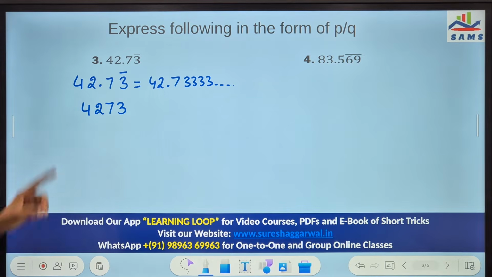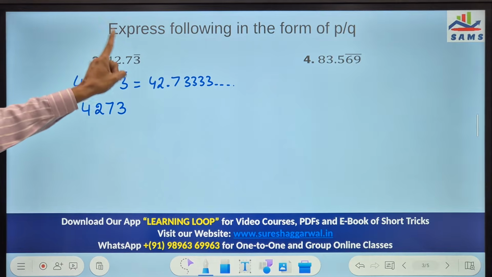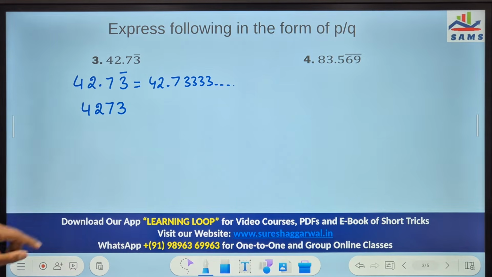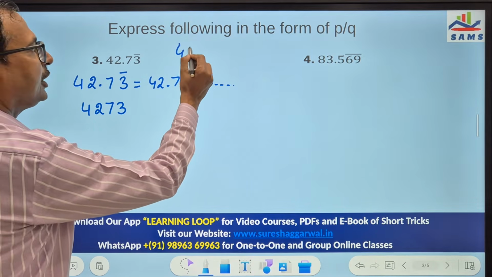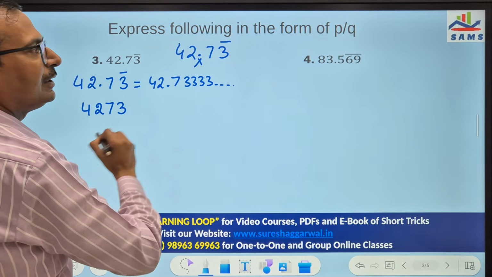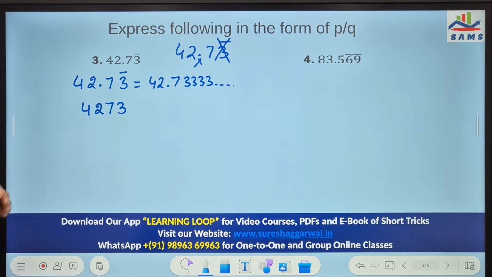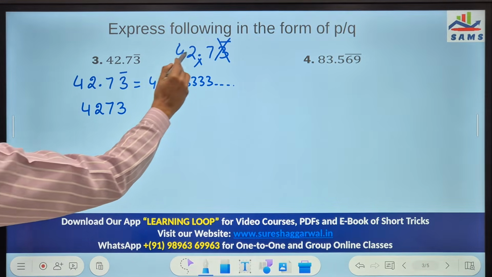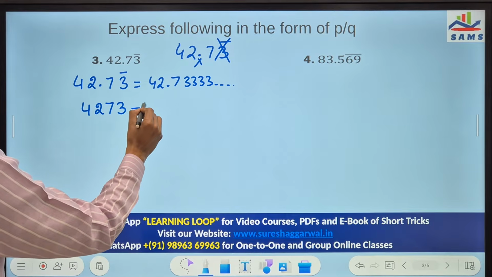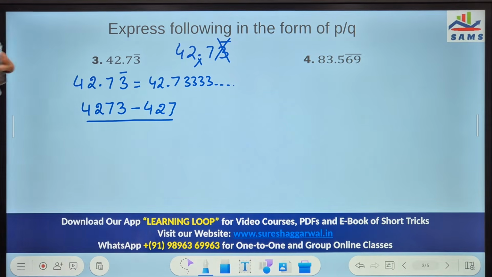But this time there is a digit after decimal which is not repeating. So now from 42.73 bar you will forget the decimal and you will forget the number under the bar. So what are you left with? 427, right? Just subtract 427 from this, and in the denominator, now this is one more concept which you need to remember.